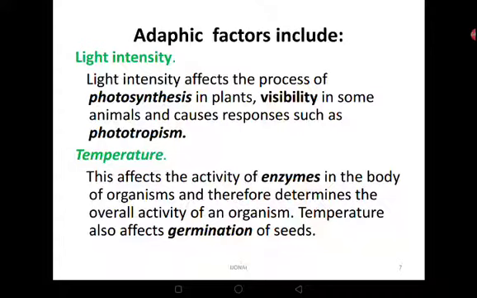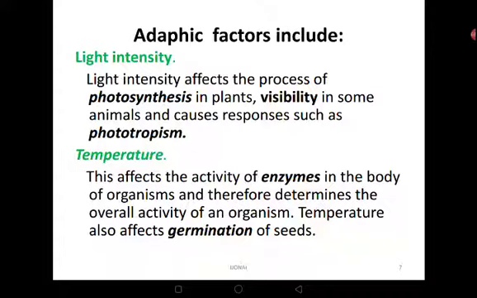Also, light is important for the process of phototropism. You remember the growth responses by plants. The tendency of plants to grow towards light is called phototropism. We shall look at this in ecology. And there are many other important activities in organisms that are supported by light. So light is a very important Edaphic factor. The other one is temperature.